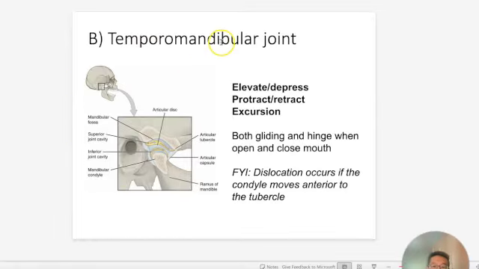Here, the temporomandibular joint. Some of you have heard of TMJ. When you have a TMJ problem, the joint slips out because the disc is out of location. You can elevate, depress, protract, retract, and do excursion. It's both a gliding and hinge joint. You can open and close your mouth. When there's a dislocation, the condyle is moved out of place.